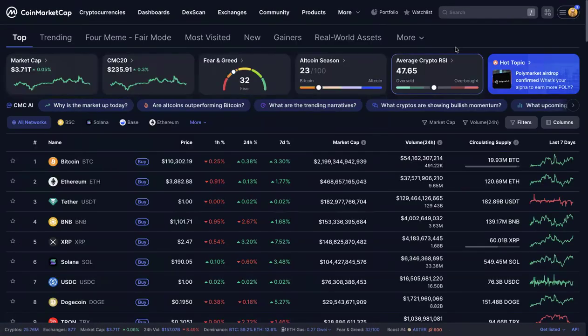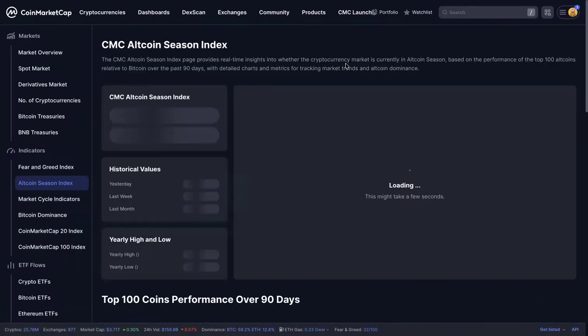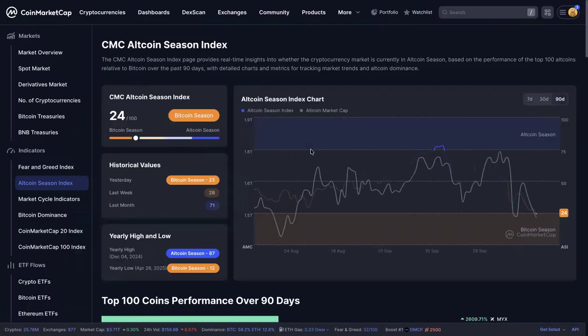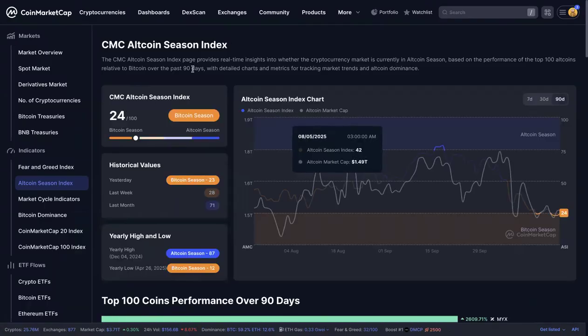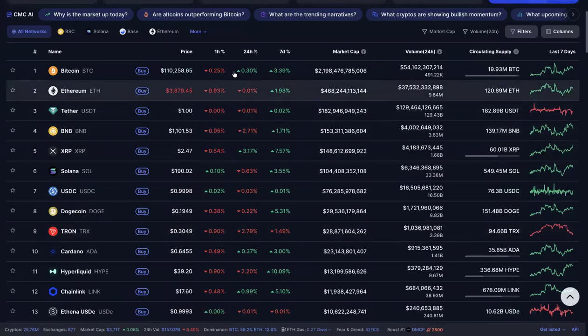Let me go to this other index. There's another indicator here called the altcoin season index. This altcoin season index gets the top 100 altcoins. Altcoin means alternative to Bitcoin. So on one side, there is Bitcoin season. On the other side, there is altcoin season. Now, the alternative coins are just any coin that is below Bitcoin, because Bitcoin is so big.